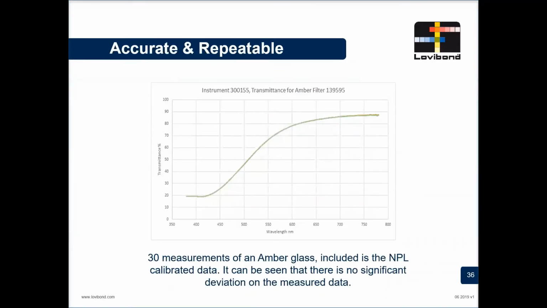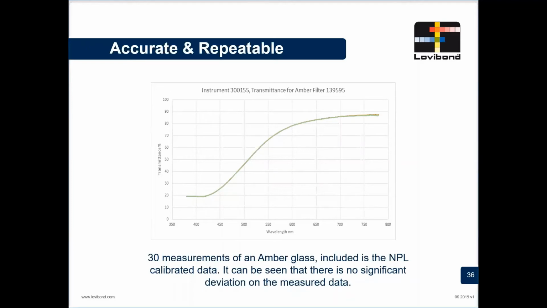And you can see here some results from using a glass filter in the instrument. This filter has been calibrated at the NPL in the UK, and the data has been compared with that, and I'm getting a very, very repeatable result. That's 30 measurements plotted on that graph. You can see they're virtually all on top of each other. So there's no significant difference in that measurement data, and it actually matches quite well what we're getting from the NPL.